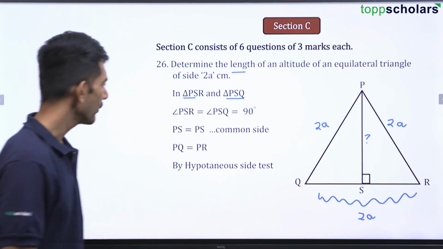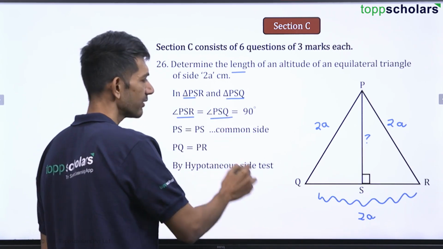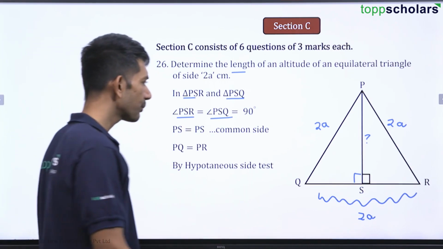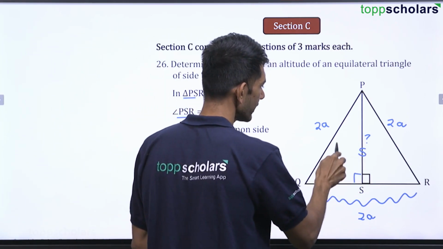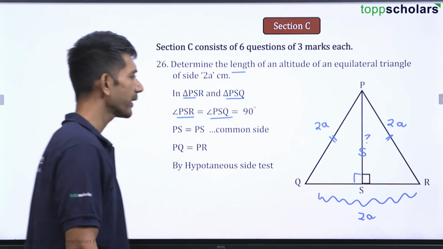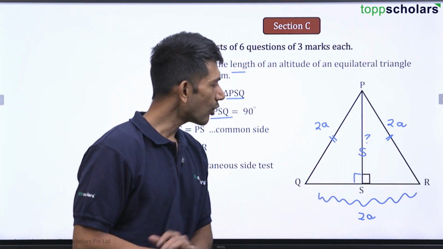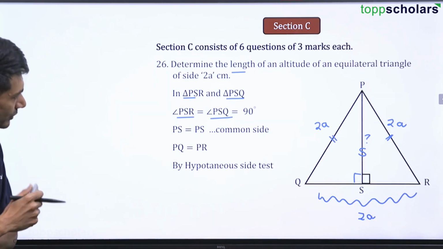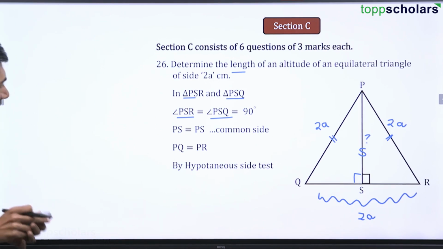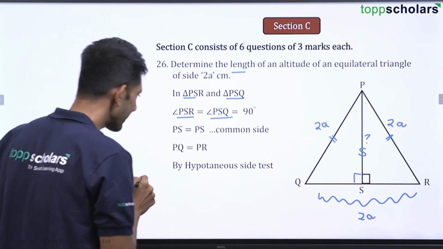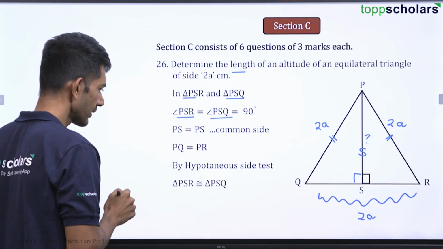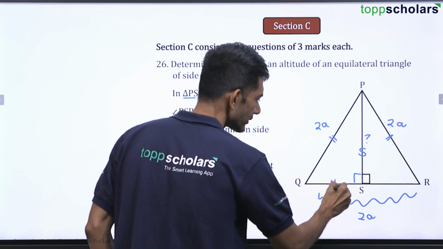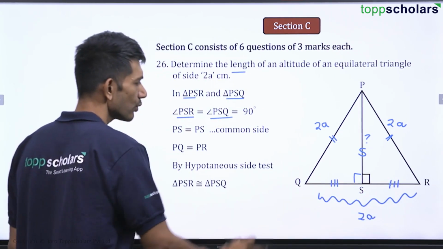See, how will I do that? Angle PSR, angle PSQ, each 90 degrees. PS is equal to PS, this is the common side. And obviously these two sides are equal because the length of each side is 2a. Now here I can say that the two triangles are congruent by RHS, that is right angle hypotenuse side test. Now since the two triangles are congruent by RHS, both the triangles are congruent. So now can I say QS will be equal to SR. QS and SR are equal.